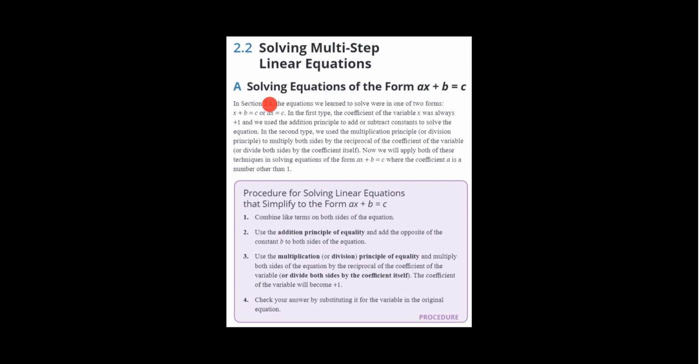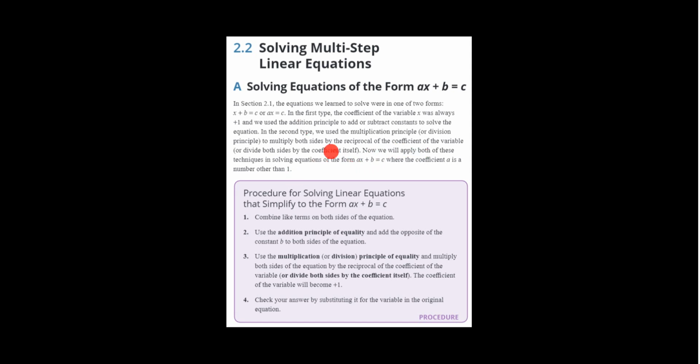All right, but in Section 2.1, the equations we learned to solve are in one of two forms, x plus b or ax is equal to c. In the first type, the coefficient of the variable x was always plus 1, and we use the addition principle to add or subtract constants to solve the equation. In the second type, we use the multiplication principle or division principle. We multiply both sides by the reciprocal of the coefficient of the variable or divide both sides by the coefficient itself. So now we are going to apply both of these techniques in solving equations of the form ax plus b is equal to c.